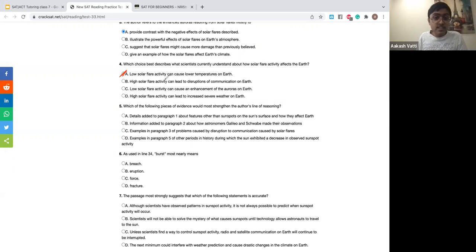B, high solar flare activity can lead to disruptions of communication on Earth. Yes, because it affects mobile phone communications, GPS, satellites, and such. It says that in the passage.